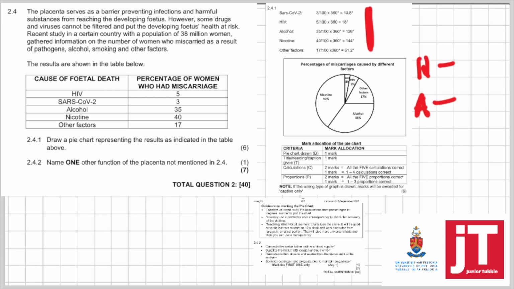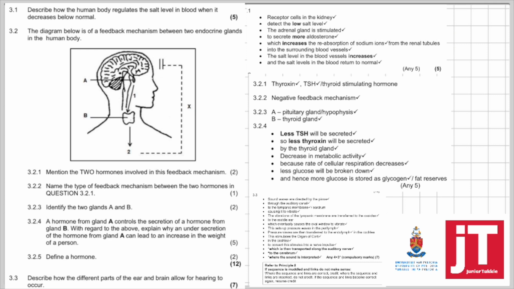Now it says, name one other function of the placenta not mentioned in 2.4. What are other functions that are performed by the placenta? If you look at the memo, it connects the fetus to the mother's blood supply, supplies the fetus with oxygen and nutrients, removes carbon dioxide and waste from the fetus back to the mother, and secretes estrogen and progesterone to maintain pregnancy. Let's look at question 3 now.